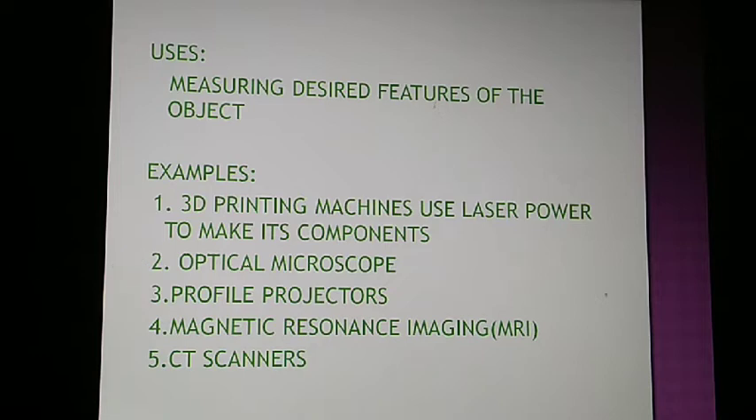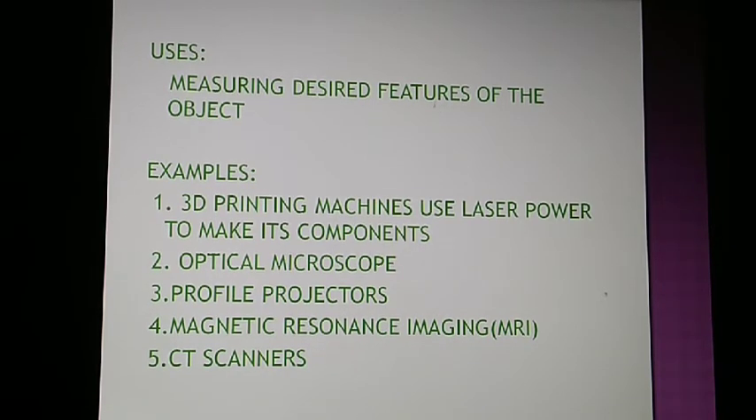So here the laser is used to find out whether all the layers are bonded together perfectly or not. And we are going to discuss 3D printing in more detail in the next slide. Then the optical microscope. It is used to give a magnified image, so it is used in cell reading and profile projectors, magnetic resonance imaging, CT scanners.